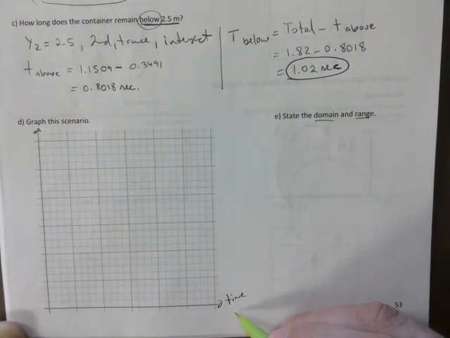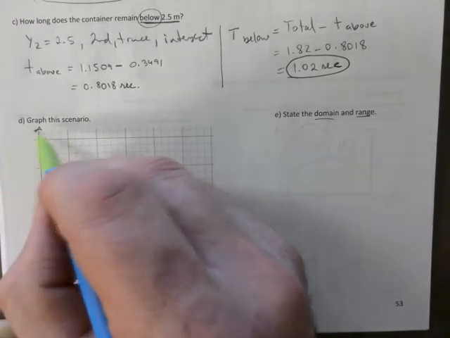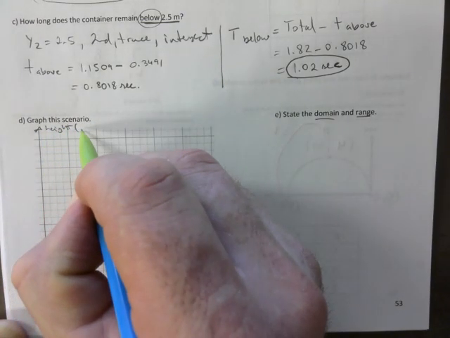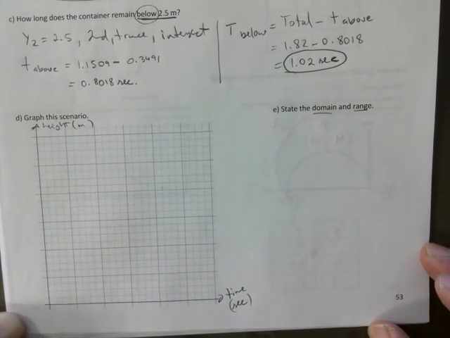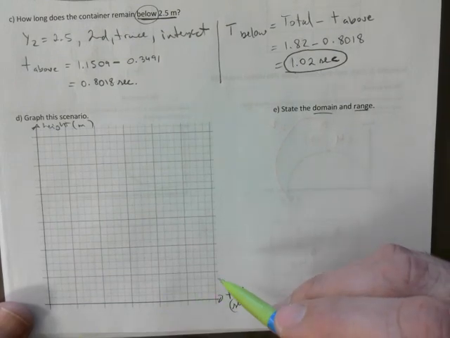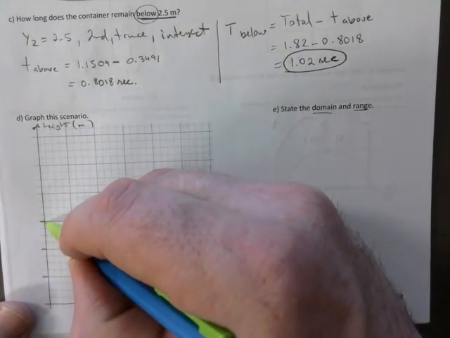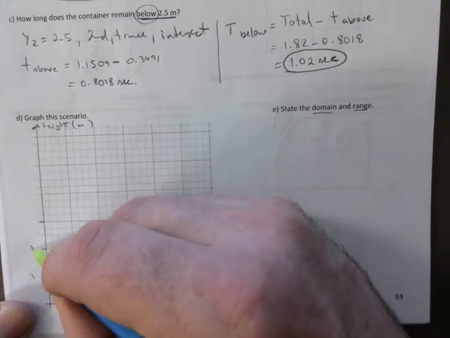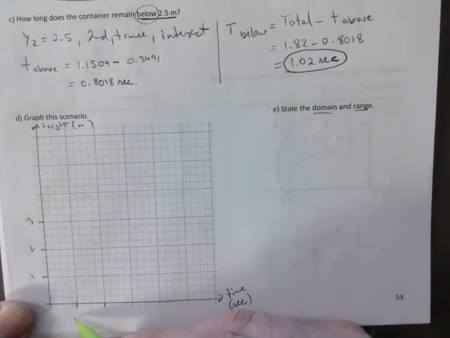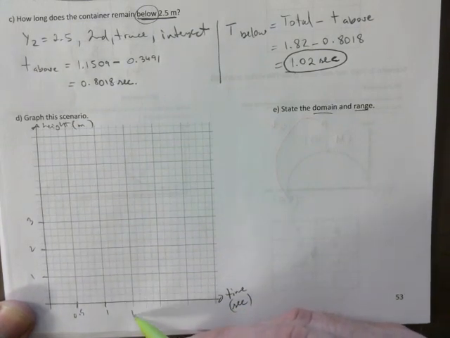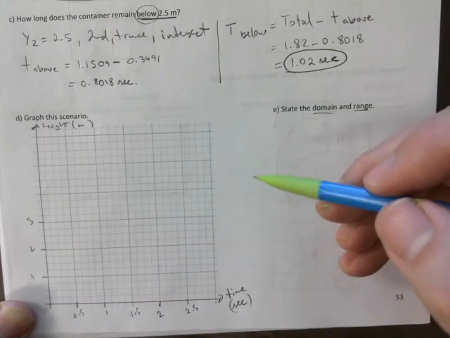Time, and this is, we are in seconds. And this is height in meters. I need to make sure I have enough space for everything. The highest is 2.8. So 1, 2, 3. That'll work. And for time, I'll make this 0.5, I'll make this 1, 1.5, and 2. 2.5 like that. That should be enough.